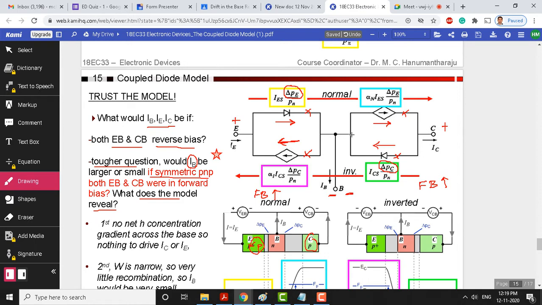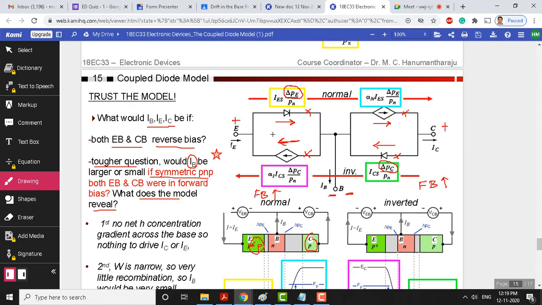Okay, it cancels, it acts like an open circuit again. There is no current for the symmetrical type of BJT, right? Okay. When exactly will the hole movement take place here? I mean, from the emitter to the collector or from the collector to the emitter? Definitely when there is a concentration gradient, right?